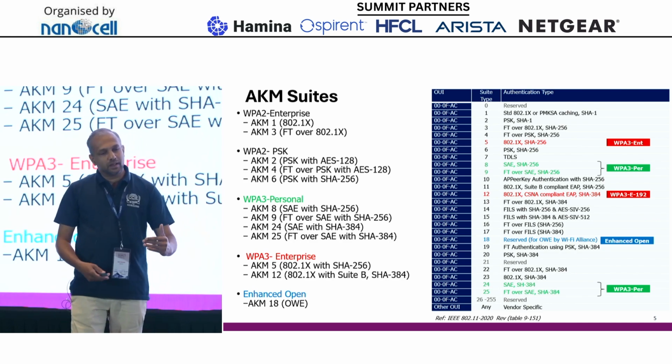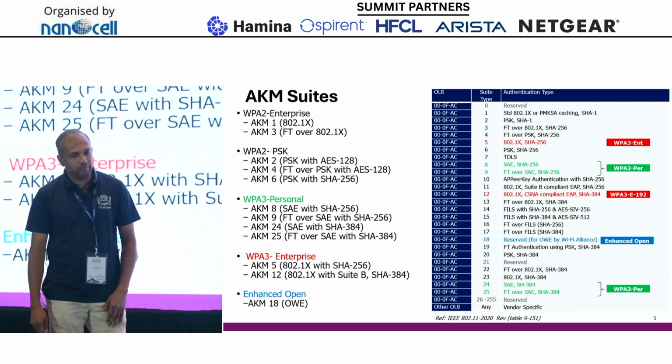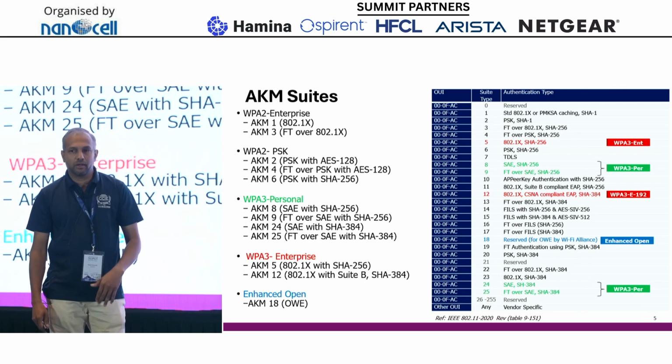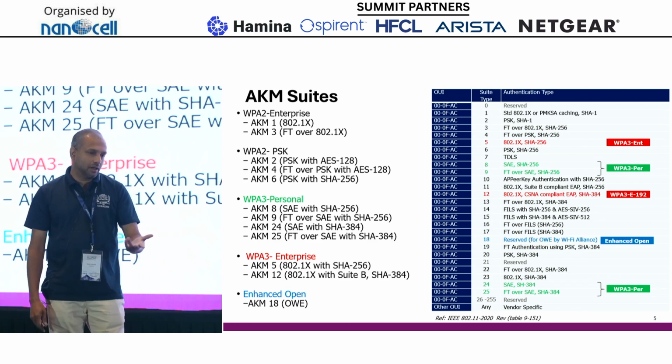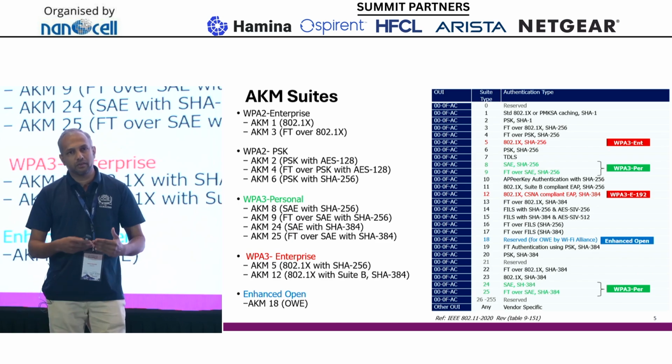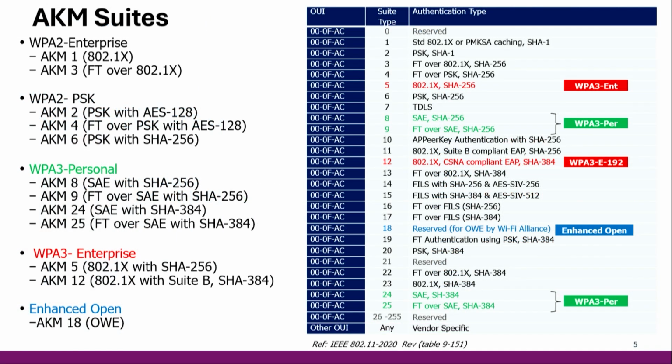Now in the personal scenario, there are many different AKM values. In the traditional world, we have AKM values 2, 4, and 6. In the WPA3 world, we have AKM 8 and 9. With Wi-Fi 7, they introduce two more AKMs, 24 and 25. In that way, this is getting complicated.